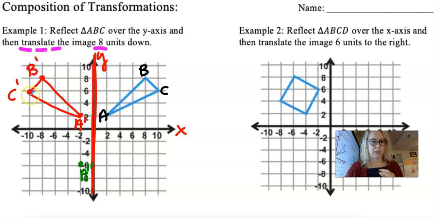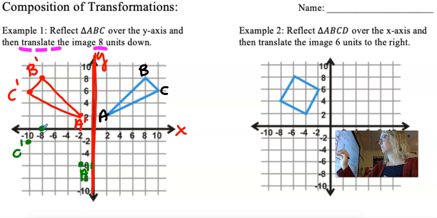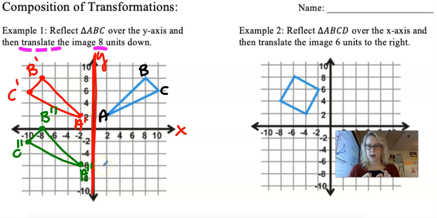Same thing for C, I'm going to go down 8: 2, 4, 6, 8. C prime is here. Same thing for B: 2, 4, 6, 8. So it's on that x-axis. Whoops, I forgot the double prime on that C. Now I'm going to connect my dots. Again, I had a composition of a translation and a reflection. I first reflected it, so I have my primes, and then I translated it, so I have my double primes. That is what we're doing today. We're basically doing 2 things in one.